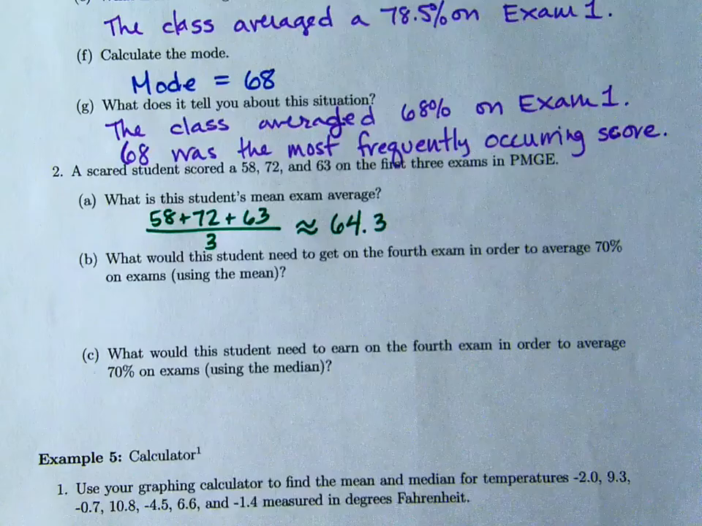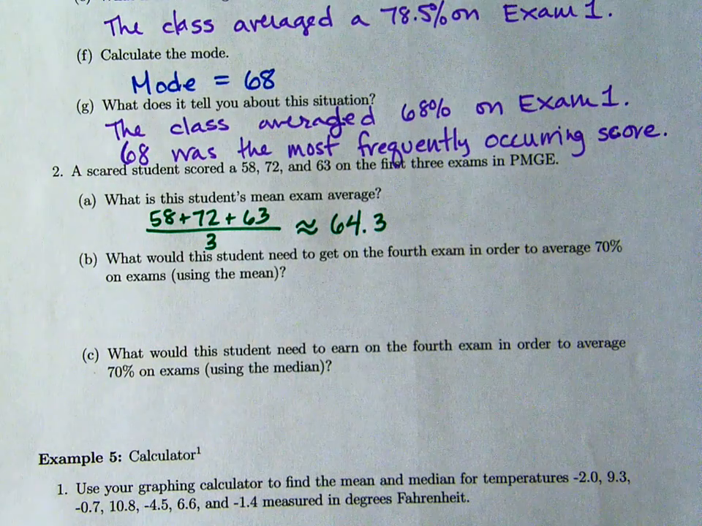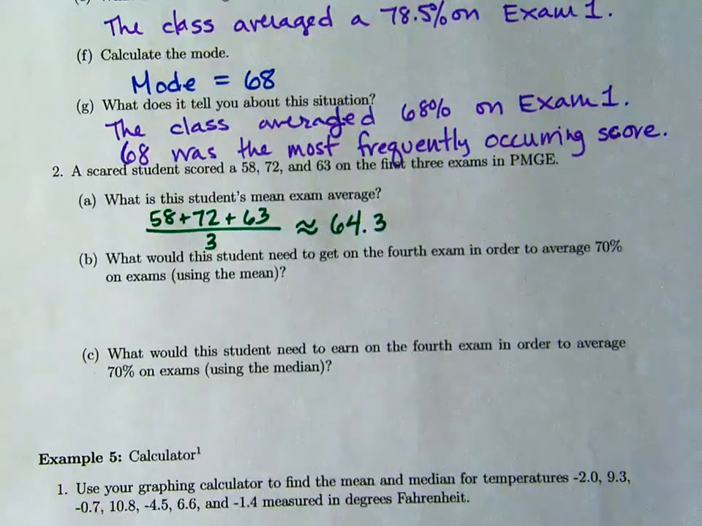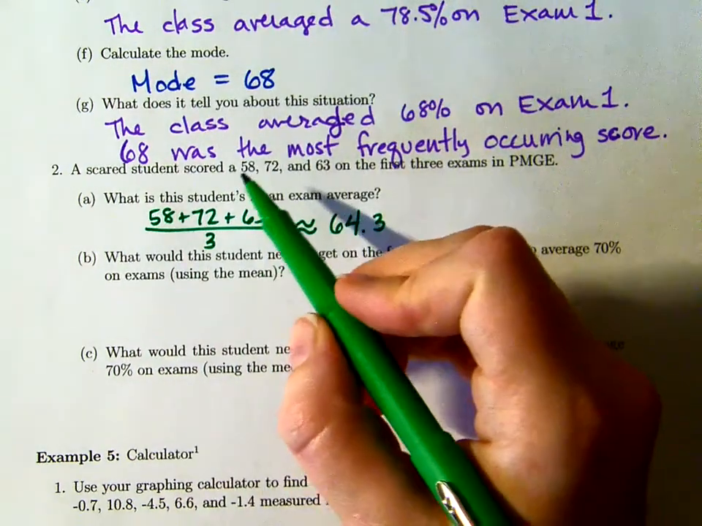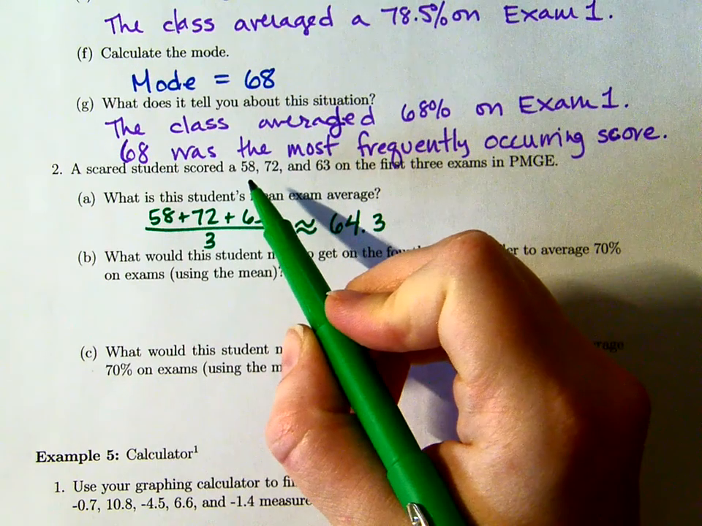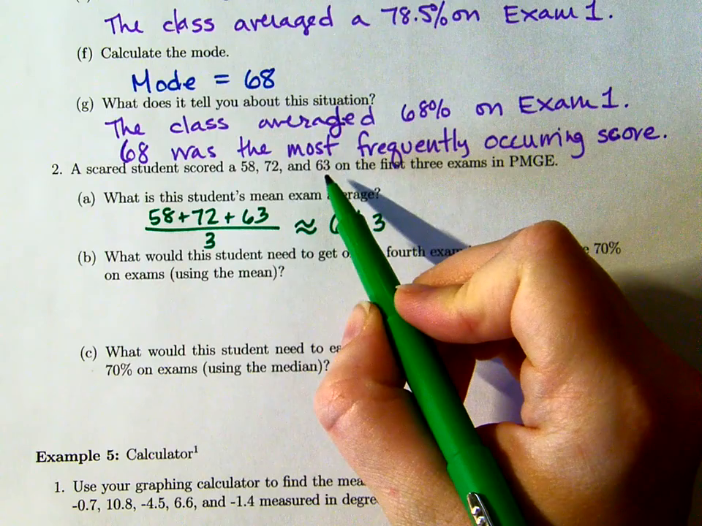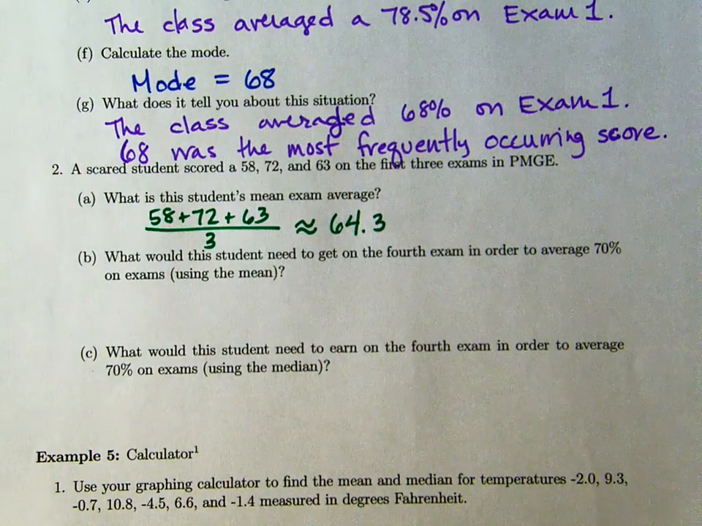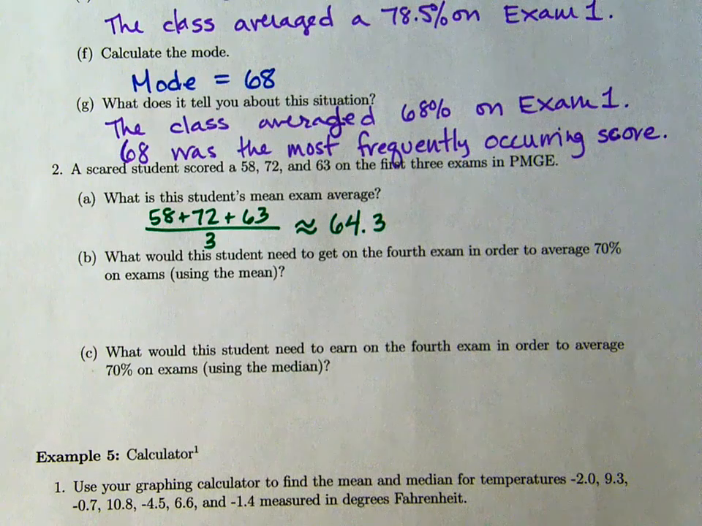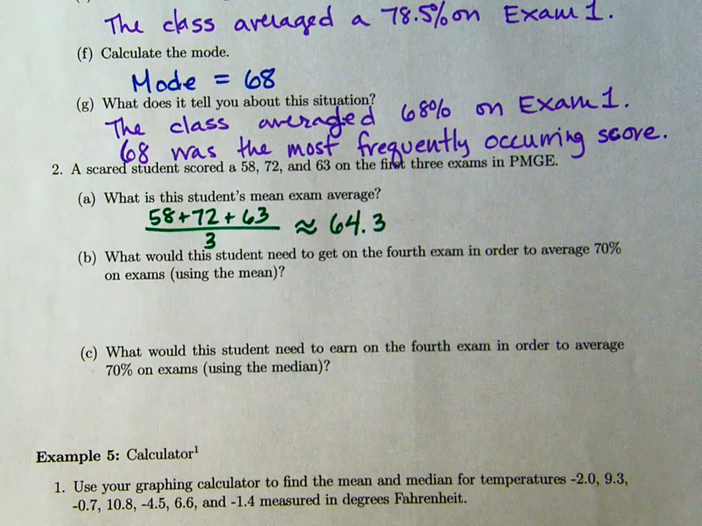About a 64.3 is their mean exam average at this point. Okay, that actually makes sense to me. There's a high F here, low C, and a low-ish D, so it's a middle D is their average right now. What would the student need to get on the 4th exam in order to average a 70%?